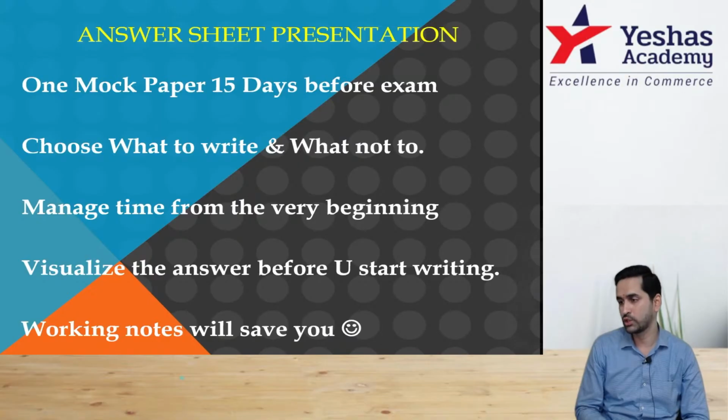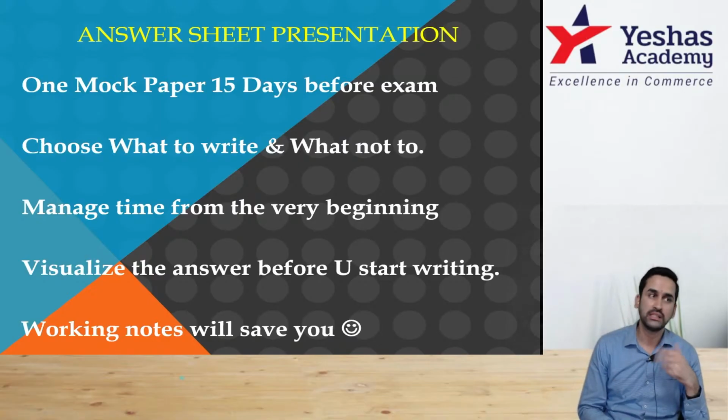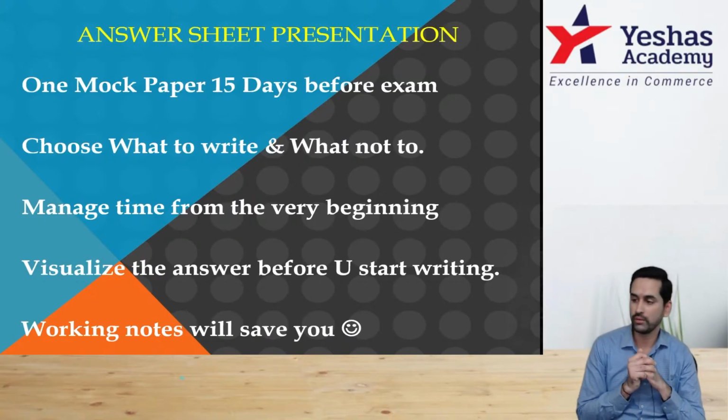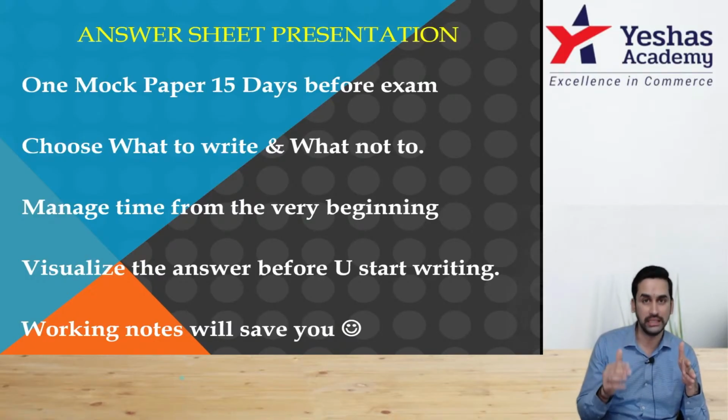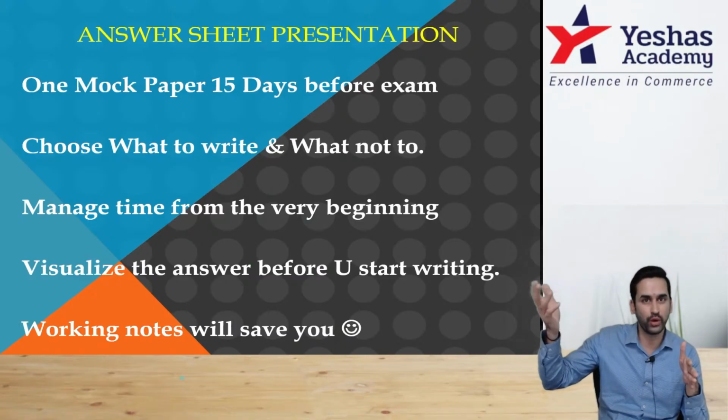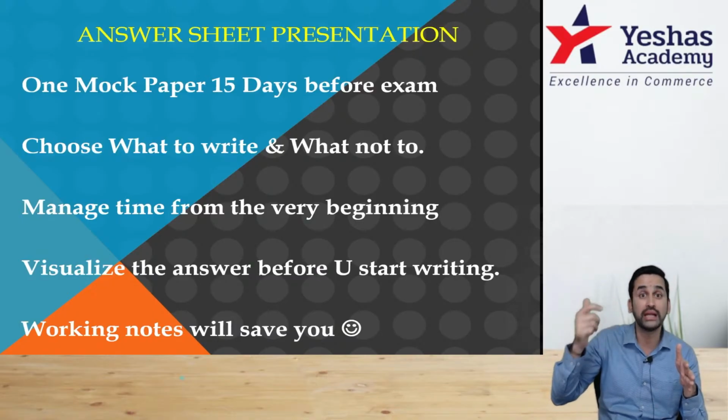Next, choose what to write and what not to write. Why is this 15 minutes given first of all? To decide, out of the total question paper, which are the questions that you want to attend. Leave the MCQ part aside. Balance 70 marks. Your question paper will not be for 70. The question paper will be for 84 or 85 marks, which means one question you can leave.